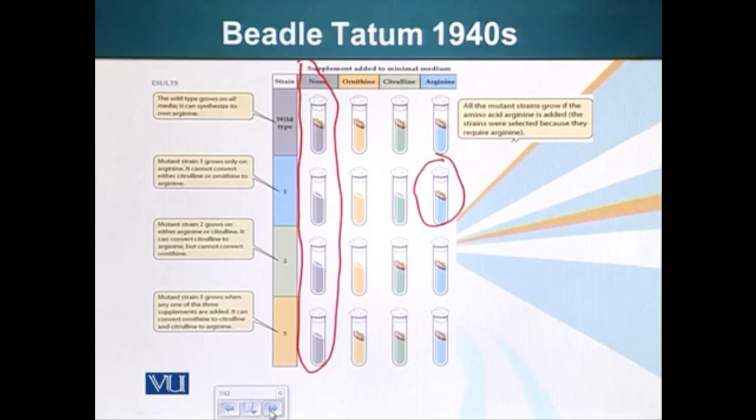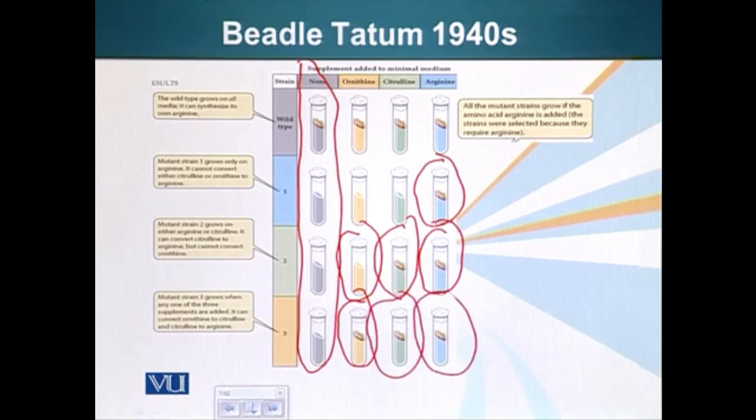Other arginine mutants could be recovered not only with arginine but also with citrulline. These mutants could grow if citrulline or arginine, either one of them, was provided, but could not grow if they were just given ornithine. The third mutant strain needed ornithine. If it wasn't provided, they were not able to grow, and if citrulline and arginine were provided, they could grow on these compounds also.